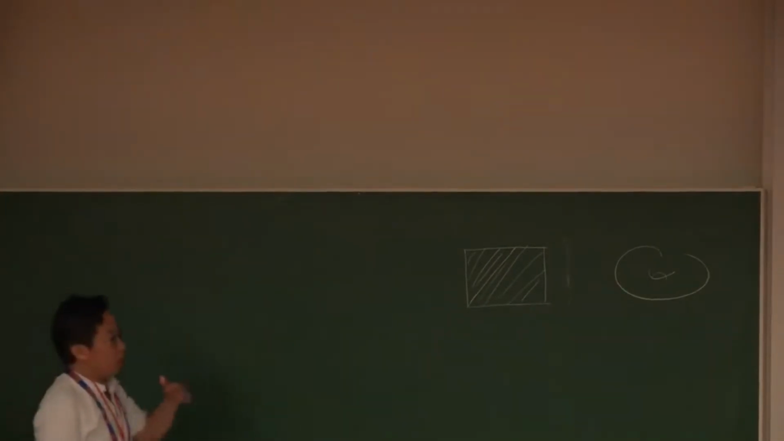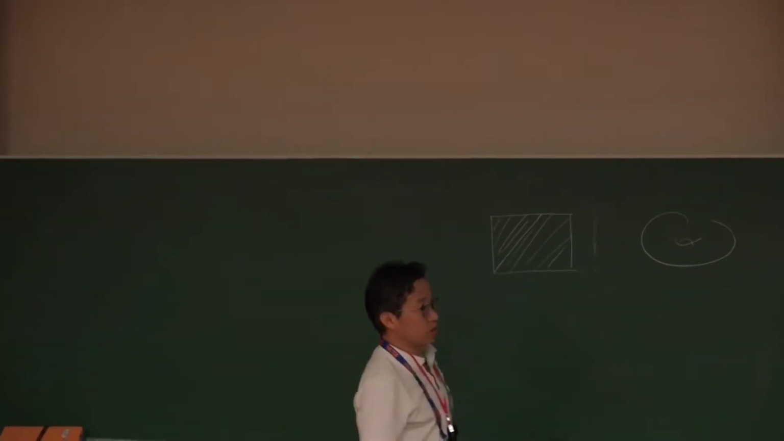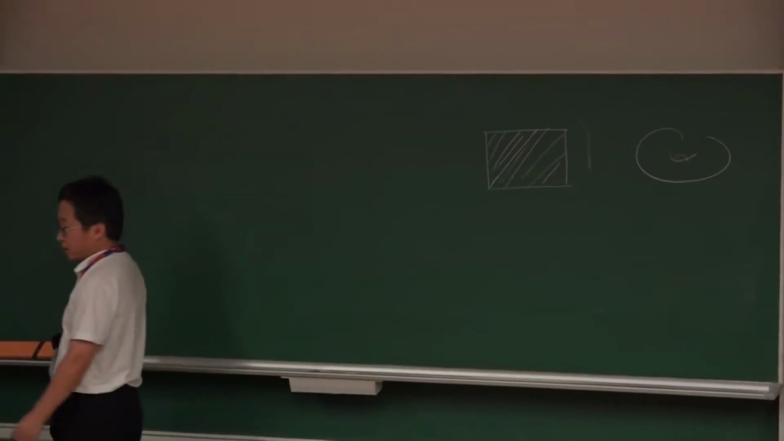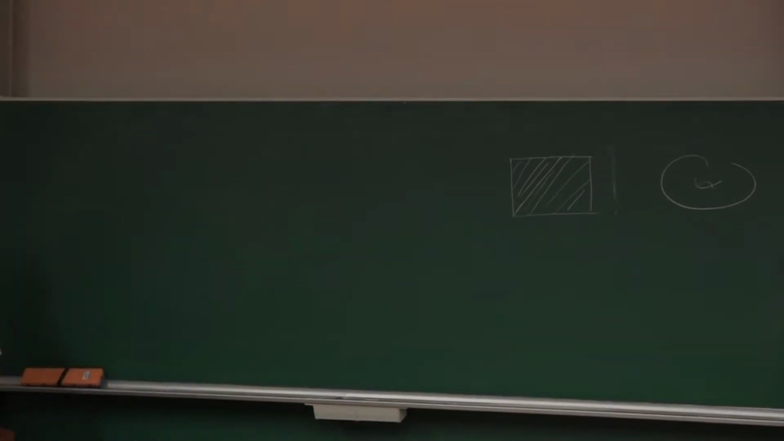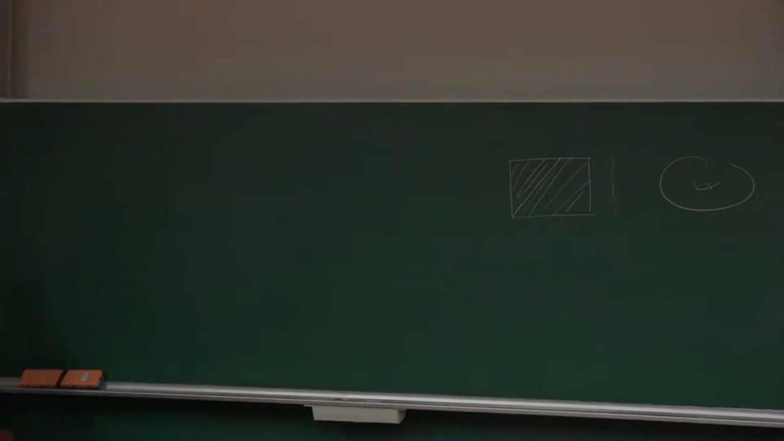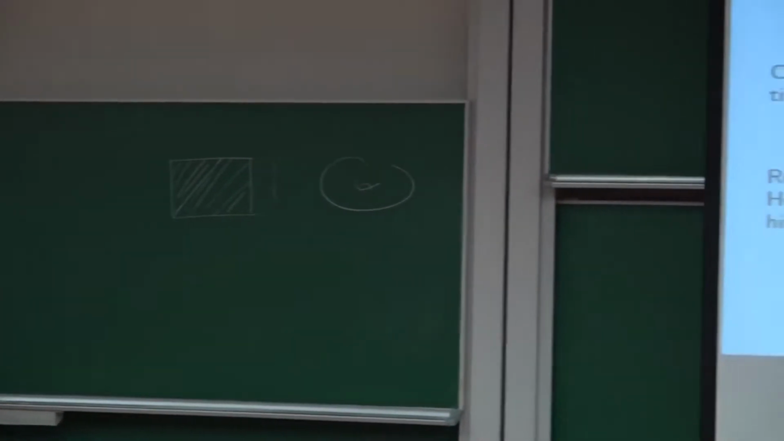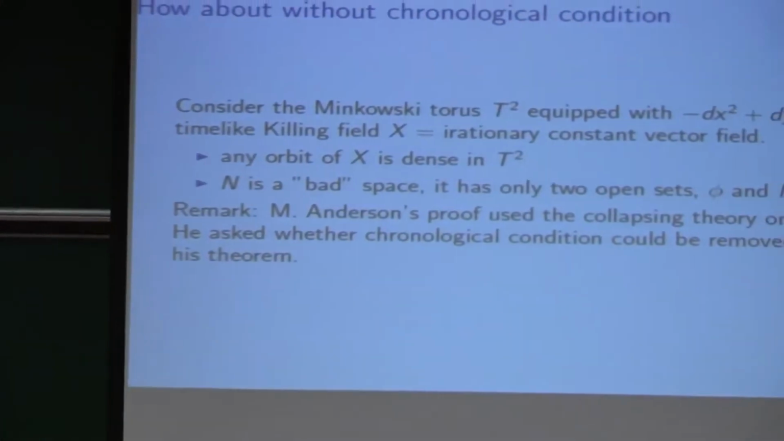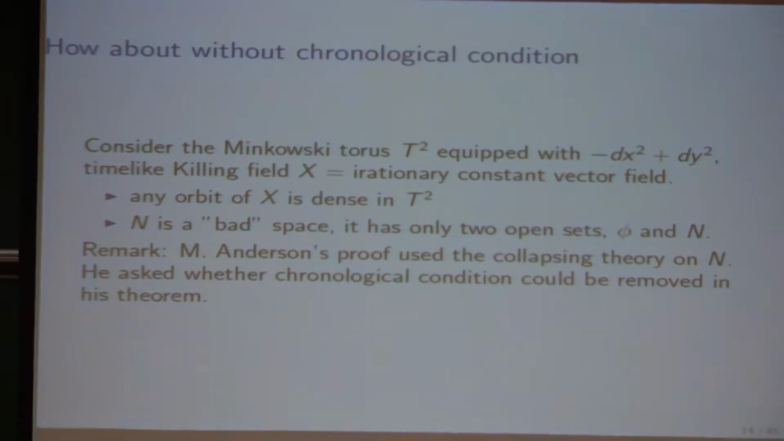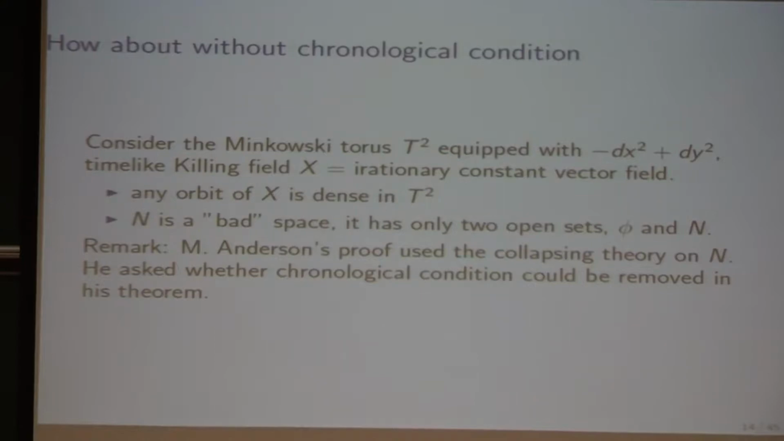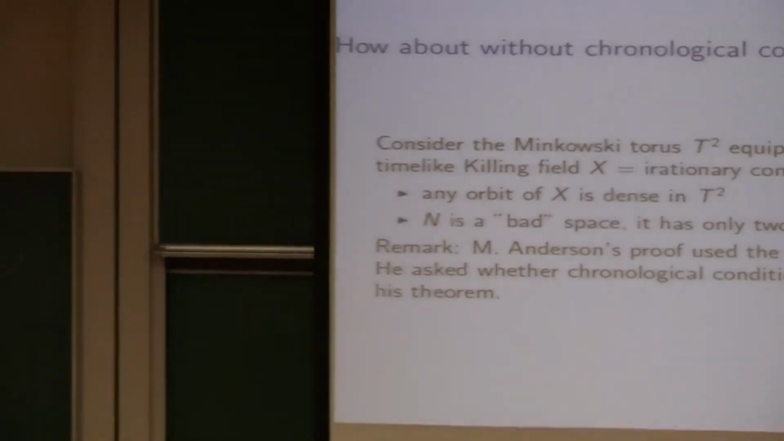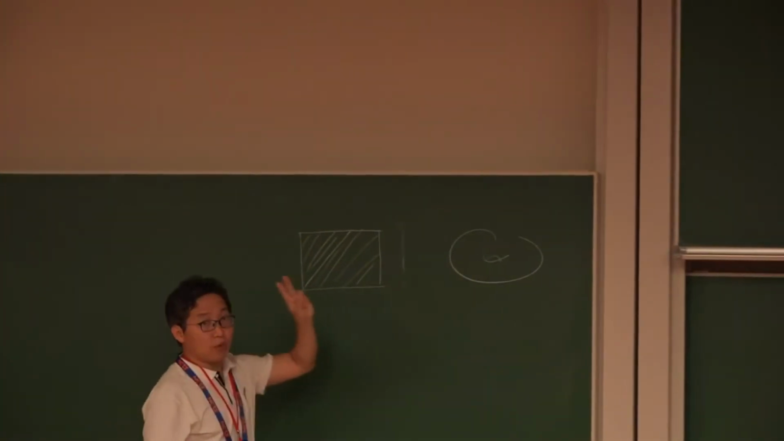It is dense. Any orbit of X is dense. So if I want to look at what happened for the quotient orbit space, the orbit space is very bad actually. If you equip the orbit space with quotient topology, the topology induced from T2, then it has only two open sets because any orbit is dense in this space, so we have only two open sets.